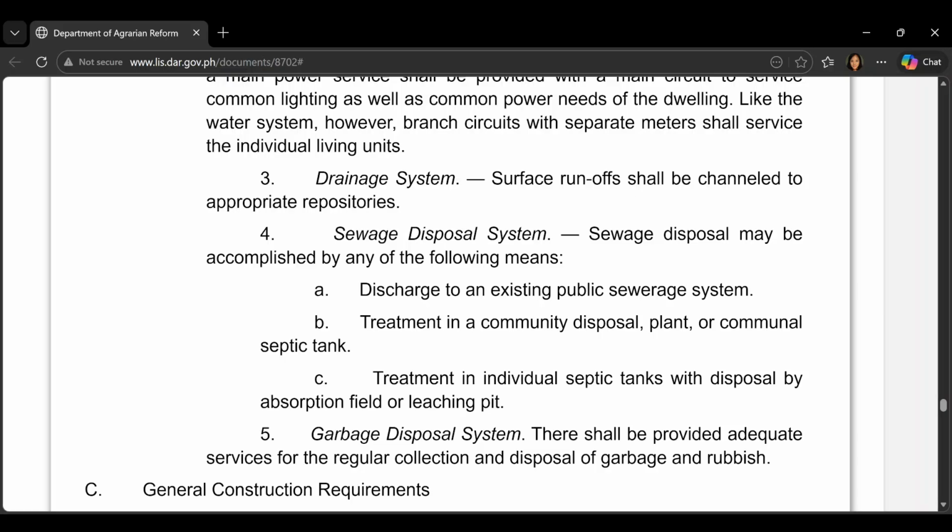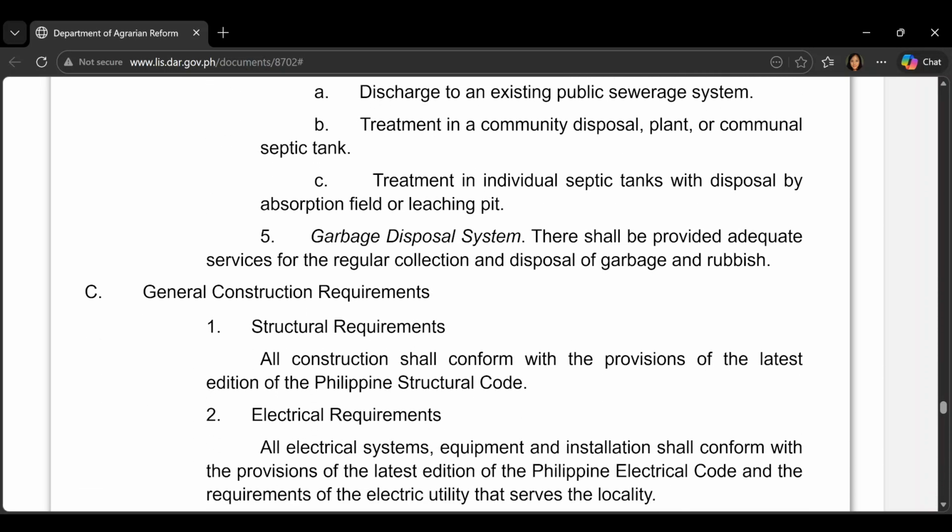4. Sewage disposal system. Sewage disposal may be accomplished by any of the following means. A. Discharge to an existing public sewerage system. B. Treatment in a community disposal plant or communal septic tank. C. Treatment in individual septic tanks with disposal by absorption field or ditching pit. 5. Garbage disposal system. There shall be provided adequate services for the regular collection and disposal of garbage and rubbish.